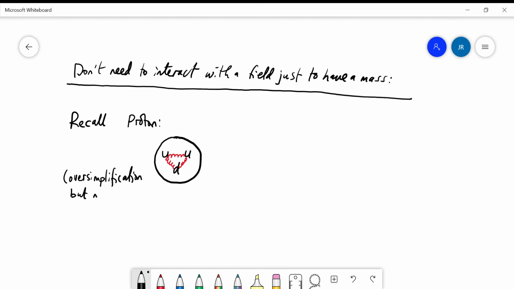But not useless. Okay, so we've got, and for that matter, consider a neutron.